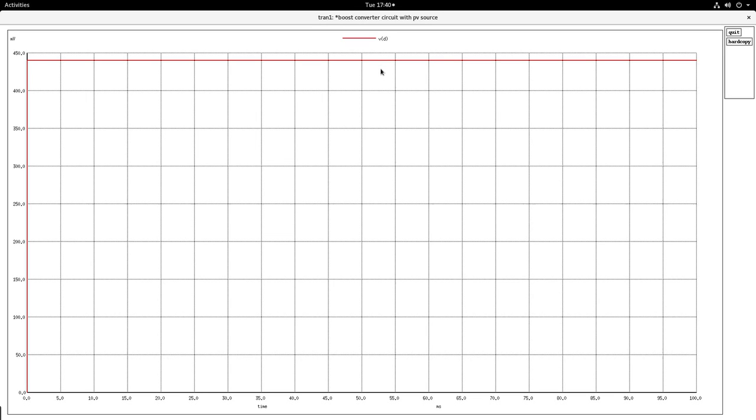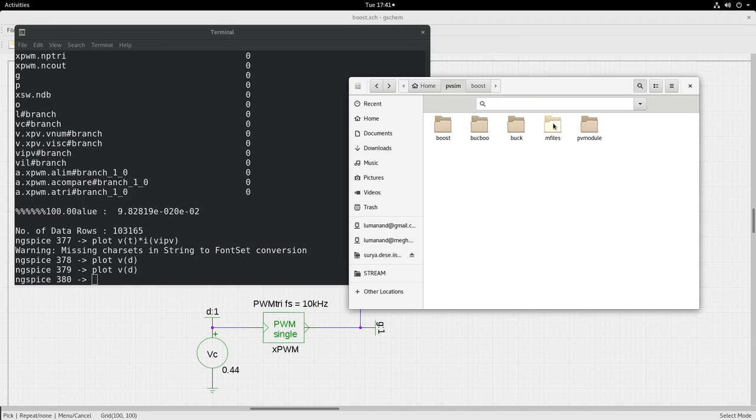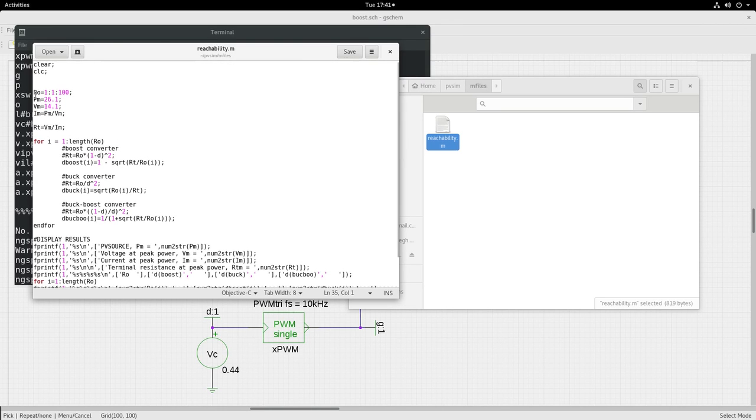How did we get this duty cycle of 0.72? Again, from the relationship. Let me show you how. Let me go into this M file. I will open this reachability.m file. It's an Octave script file. So you see here, I am making R0 vary from 1 to 100, and this is the characteristic of the PV module that we have used.